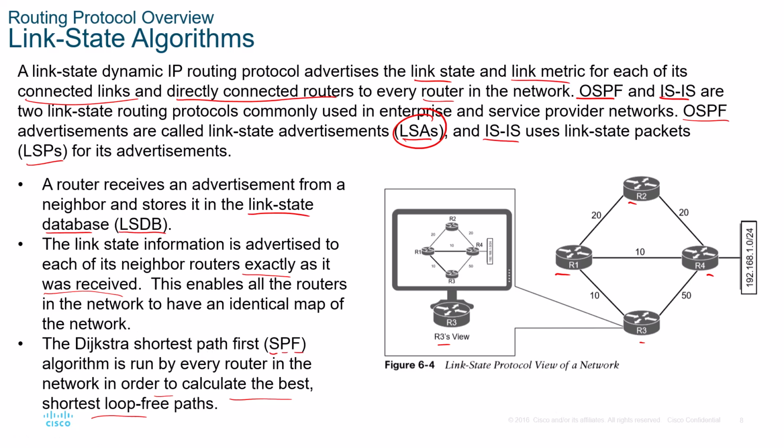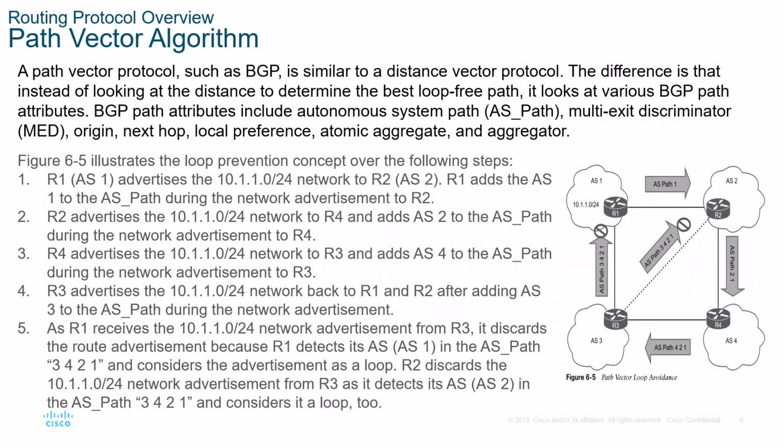So now we have our distance vector, our link state. Now we also have our path vector. Path vector, which is what BGP is, is similar to distance vector, but the difference is that instead of looking at the distance to determine the best path, it will look at various path attributes. BGP path attributes include AS path, multi-exit discriminators, MEDs, the origin, next hop, preferences, atomic aggregates, and aggregators.